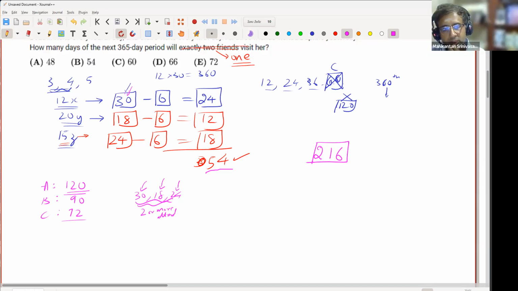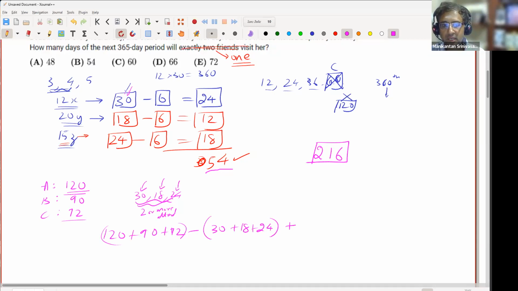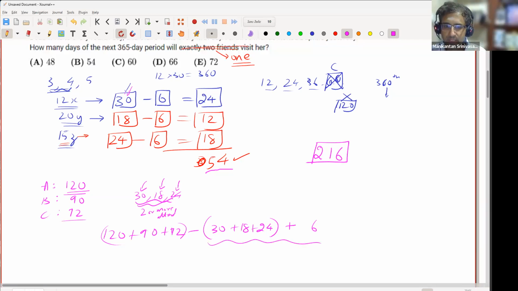Let me think. So you're saying 120 plus 90 plus 72, minus 30 plus 18 plus 24, plus 6. Is this what you're doing, Navya? Yeah. I'm still not clear on the plus 6 part. Can you explain once more?